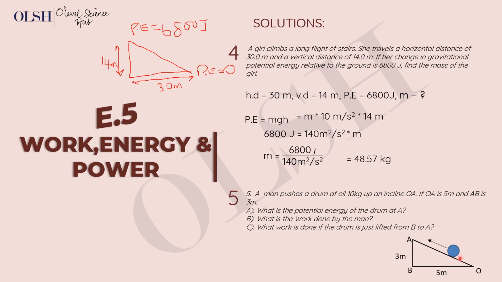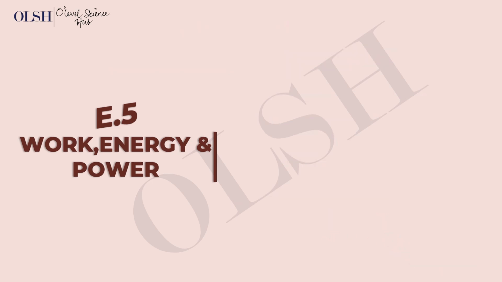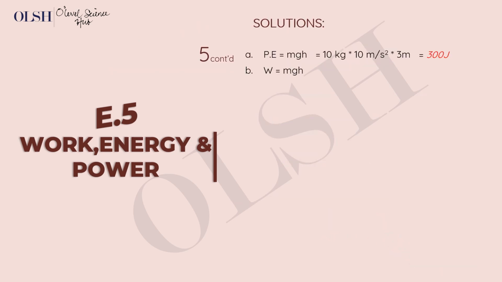So we have the mass of the drum, which is 10 kg, multiplied by gravity, which is 10 meters per second squared, multiplied by the height, which is 3 meters. So if we do that, we're going to have, of course, 300 joules that we can see here. 10 kilogram times 10 meters per second squared times 3 meters will give us 300 joules. Now, to find the work done by the man is still the same thing, because work done when we talk about potential energy is still mass times gravity times height. So we're going to have the same answer, 300 joules.